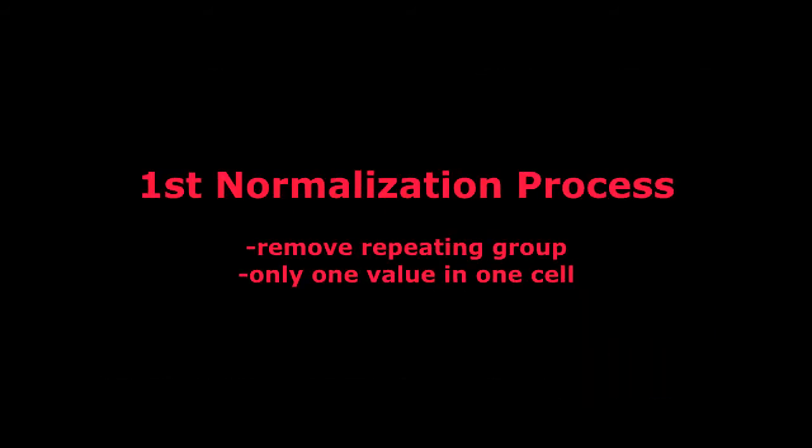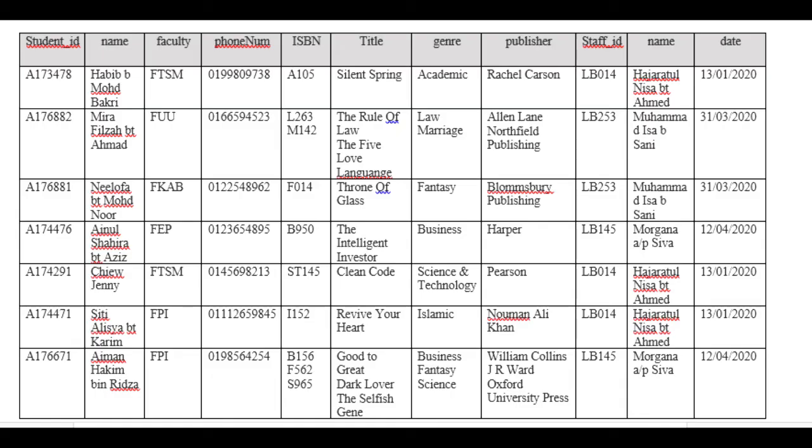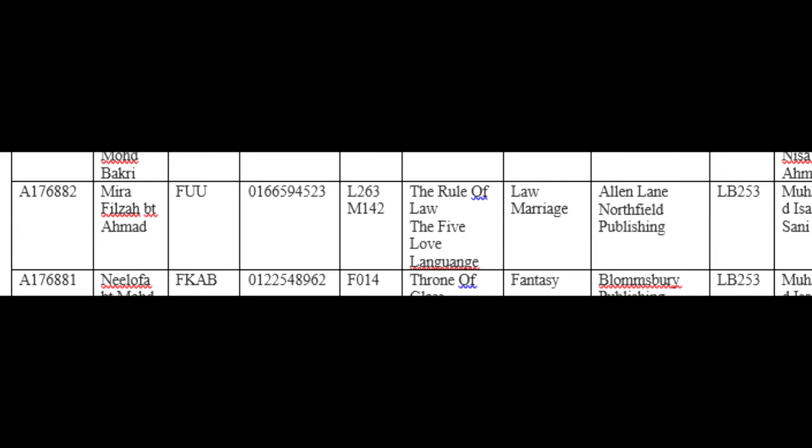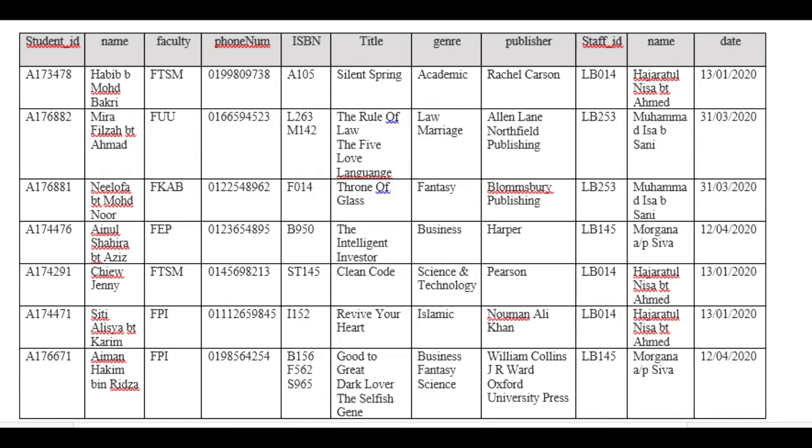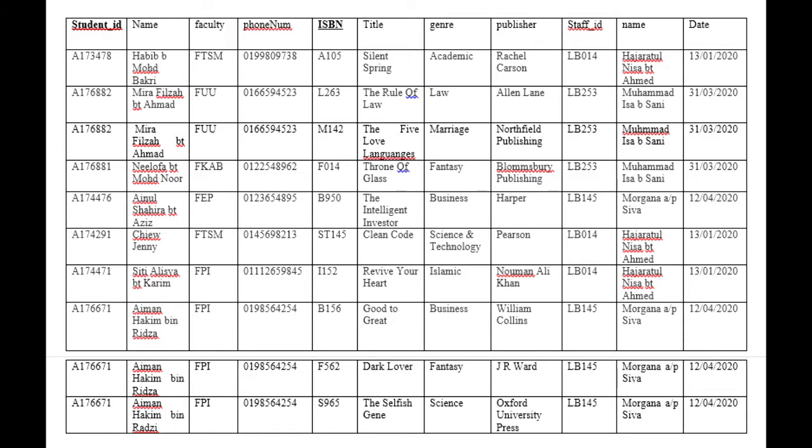For the first normalization form, in the normalization process, we need to remove the repeating value from certain columns. As we can see in the table, there are duplicate or repeating values in certain columns. For example, there is more than one value for student Mirafizah in the title and publisher columns because she borrowed more than one book. So for the first normalization process, each column should not contain multiple values for one data or one student. So, for the process, we need to separate the duplicate values and write them in another row and make a new row.